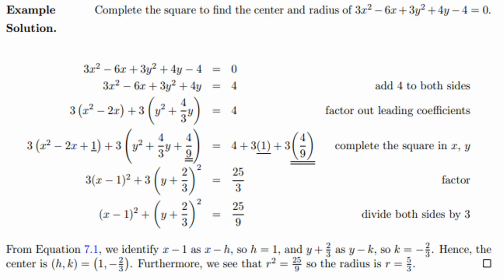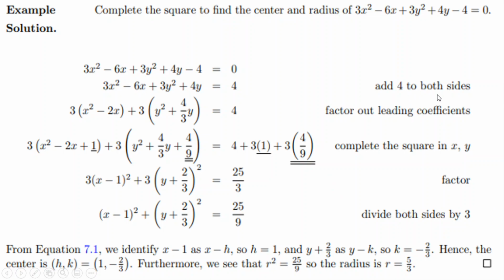3x squared minus 6x plus 3y squared plus 4y minus 4. Okay, if you are observing, this is the side where the notes are placed. Okay, add to both sides.